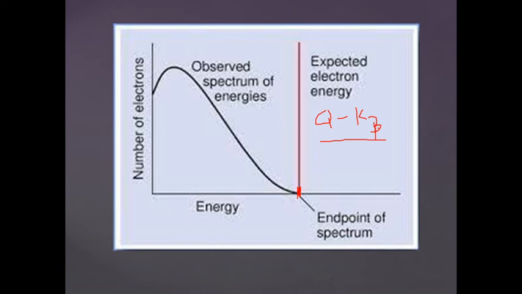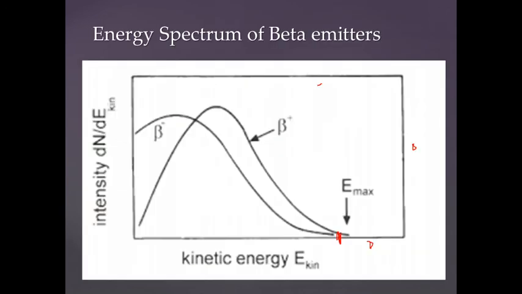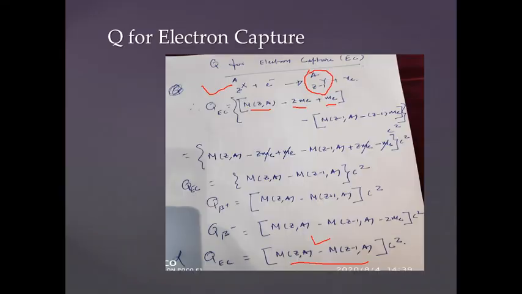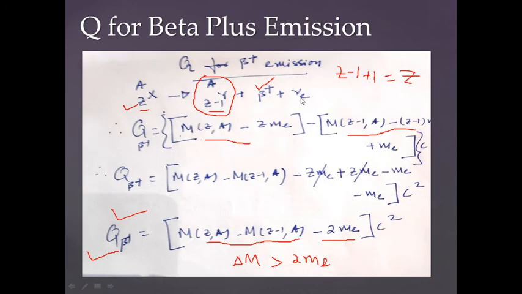Because the conservation law of energy is very, very sacred. So if you have a reaction like this, any reaction, then the Q is shared between the daughter and the beta particle. So the kinetic energy of the daughter and the beta particle together should be equal to Q.